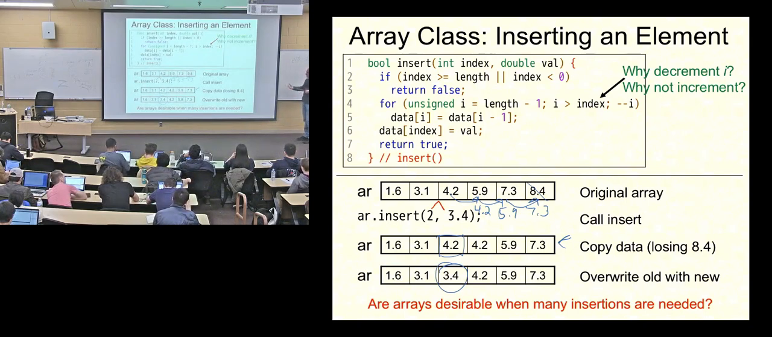And if we're going to do lots of insertions, is array the best data structure to use for this? If I'm going to do insertions in the middle, what would you expect would be better? Like something like a linked list? It turns out that's about the only time you might use a linked list.